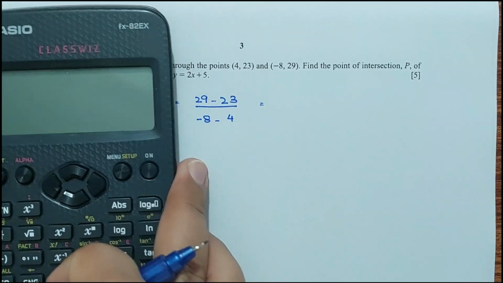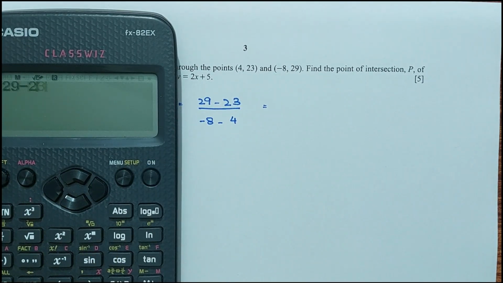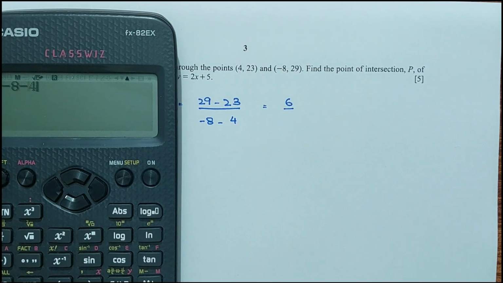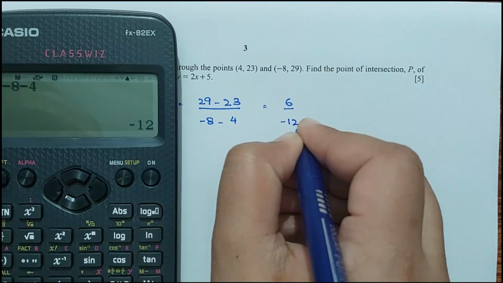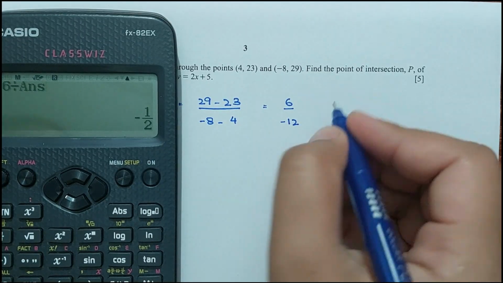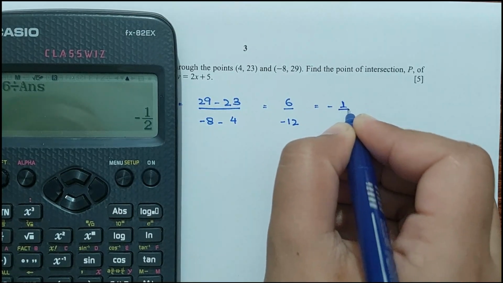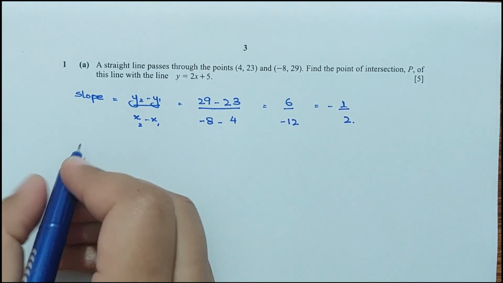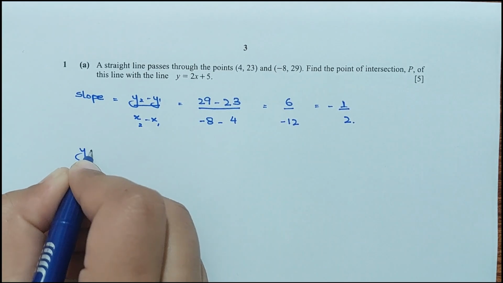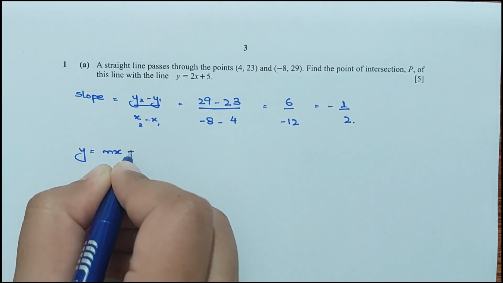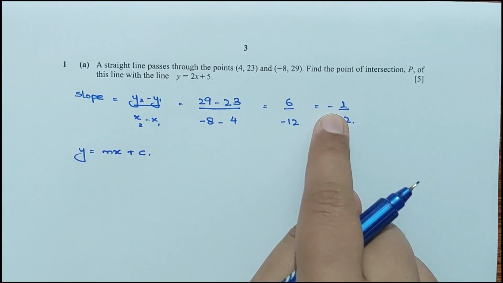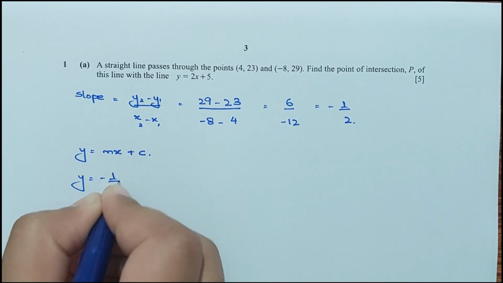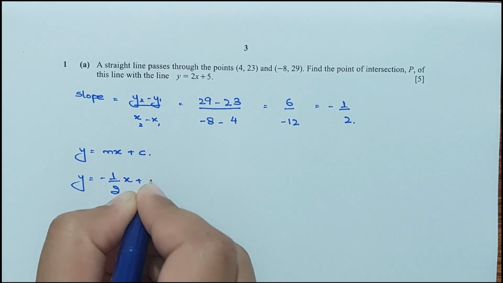Now let me simplify and solve for the gradient. 29 minus 23 is 6, over negative 8 minus 4 is negative 12. 6 divided by negative 12 gives minus 1/2. So this is the slope. Now we have to find the equation of the line, which is y equals mx plus c. M is minus 1/2, so this is y equals minus 1/2 x plus c.